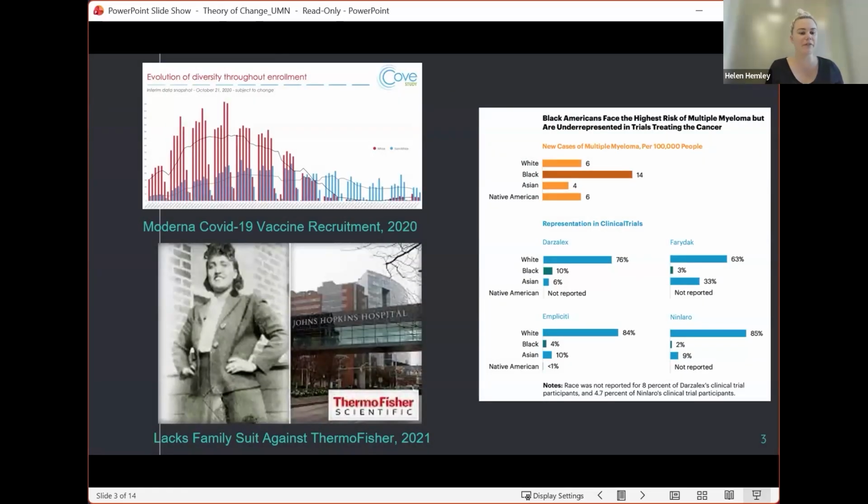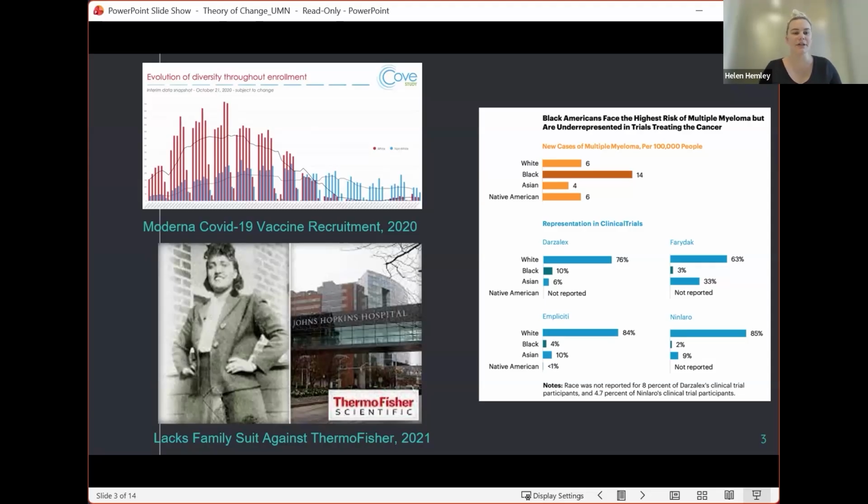So I'm sure many of you are familiar with Henrietta Lacks and how her family has continued to have their data shared without their participation, their agreement to do so. But we also see that across even recent research endeavors, there have been real issues in getting community engagement in research.